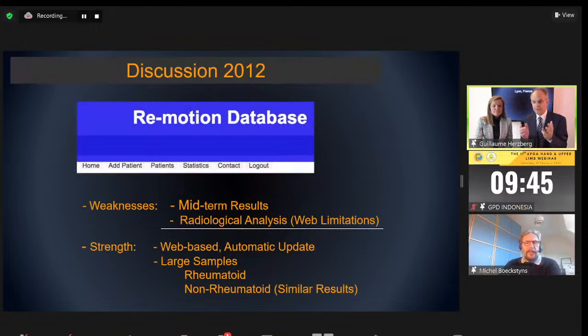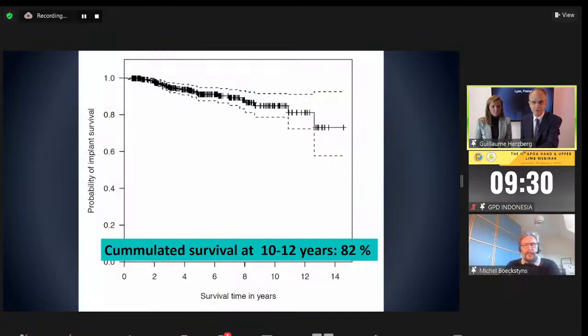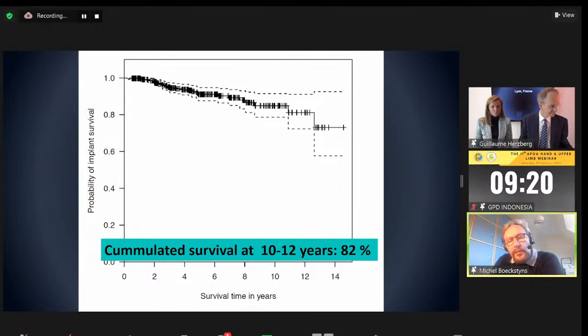We were very careful, Michel. You remember we said there are web limitations. It was too heavy to put the x-rays and to have a careful analysis. But we were somewhat anxious about the survival. And now I'm sure you want to say something about the survival rates. Yeah, this is the cumulated survival rate of the remotion at 10 to 12 years, and it shows a survival rate of 82%. This is comparable to other implants that have a long observation time.